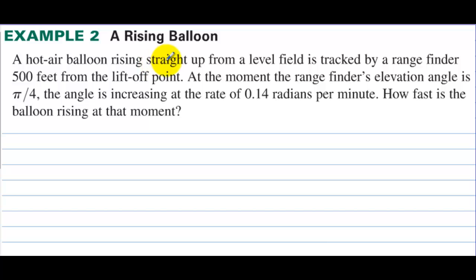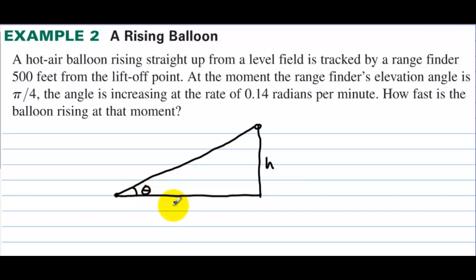A hot air balloon rising straight up from a level field is tracked by a rangefinder 500 feet from the liftoff point. At the moment the rangefinder's elevation angle is pi over 4, the angle is increasing at the rate of 0.14 radians per minute. How fast is the balloon rising at that moment? So we have this person tracking a rising balloon, and that person is 500 feet away, and here is the balloon rising. We'll call that h, the height of the balloon, and here is the line of sight to the balloon. This angle is changing, so there's theta, but this is always 500.